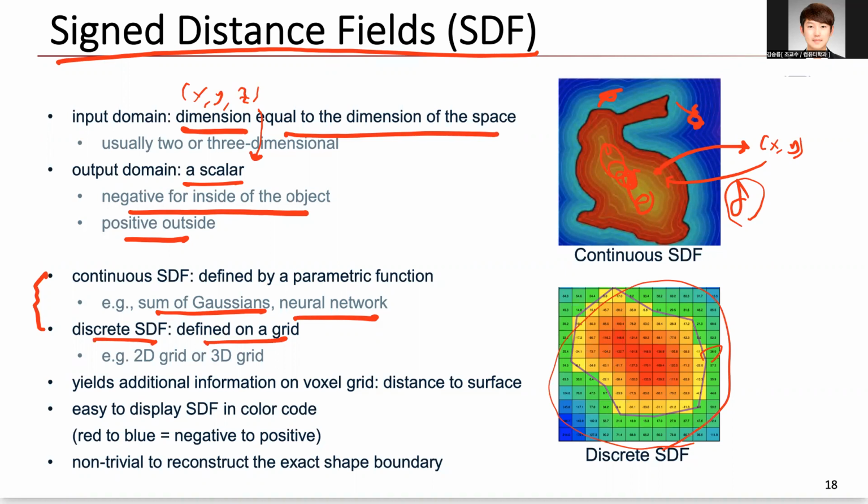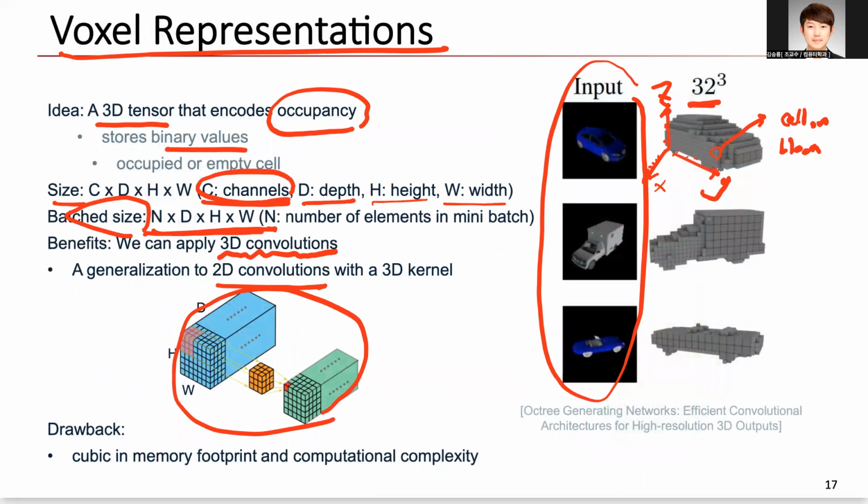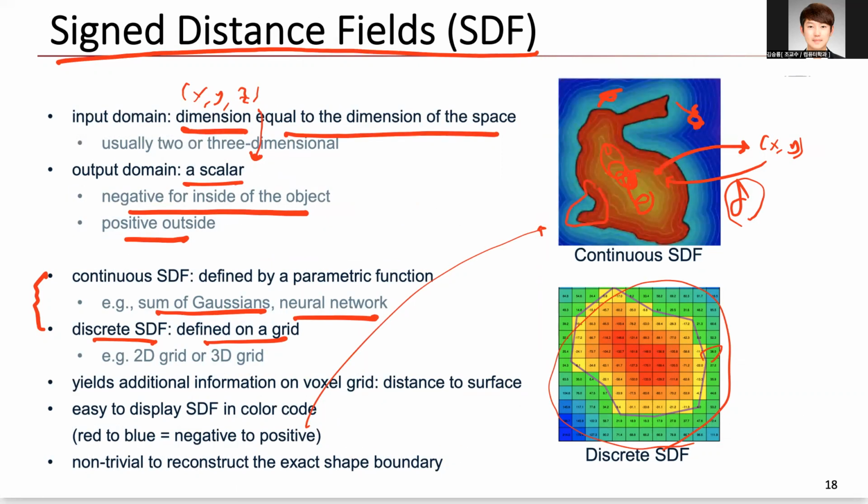It is easy to display SDF in a color code, for example like this, but it is non-trivial to reconstruct the exact shape boundary, as you can see here. But compared to the box representation, we can represent any 3D world by only using some kind of mapping function f. We can say this is going to be an alternative solution to the high-dimensional 3D space. That was the SDF.